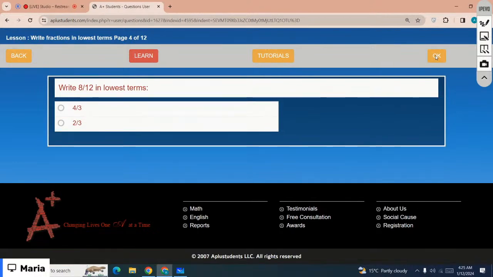Okay, the next one is write 8 over 12 in the lowest terms, which is the correct option. Solve the question in your notebook and write the correct option over here.